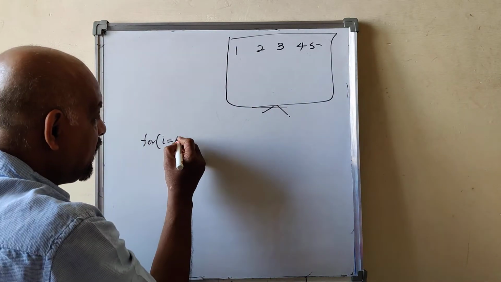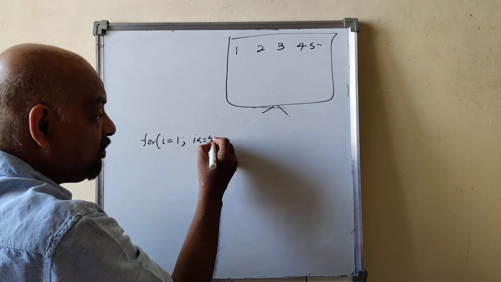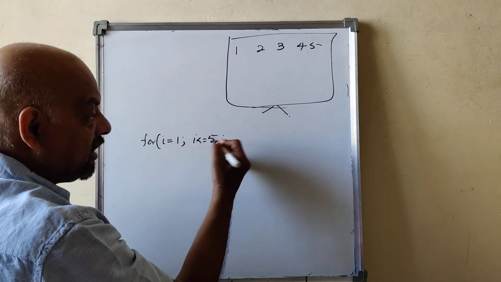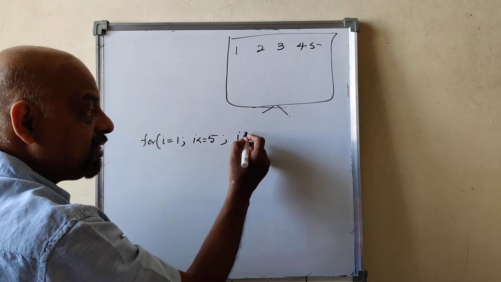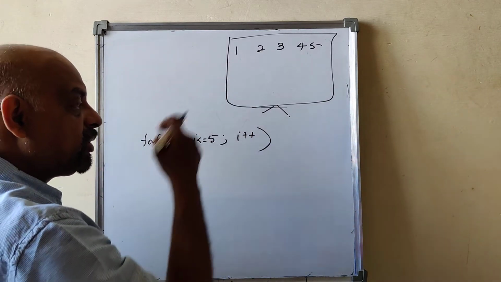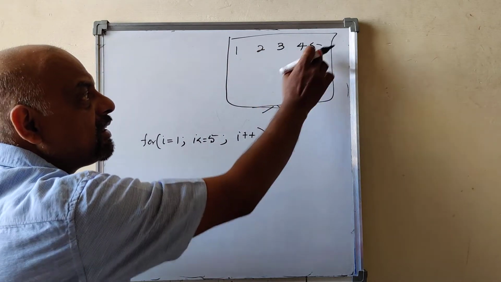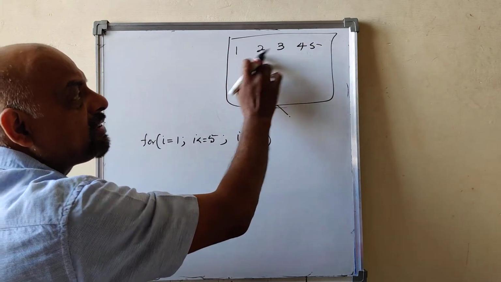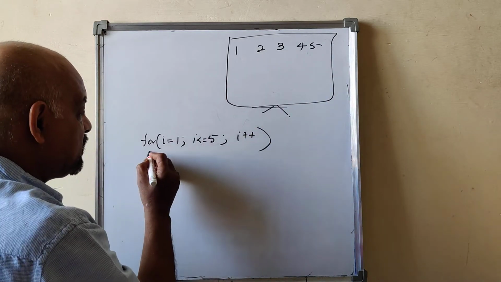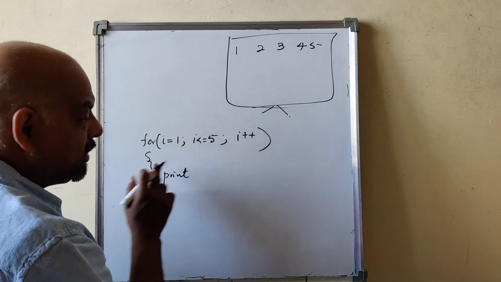Starting value is 1, right? Final value is 5. I less than or equal to 5, I want to display. I plus plus. Why am I using I plus plus? Once 1 is printed, I have to increment the I value to 2. Then 2 has to be printed. As long as this control variable is less than or equal to the final value, I am executing the statements. Here, printf. Only one statement, so you need not put the curly braces.